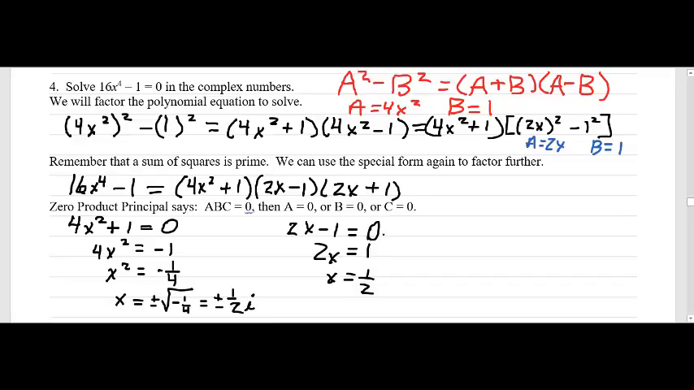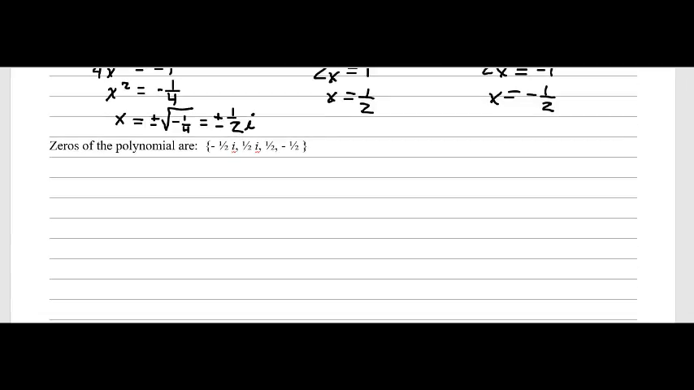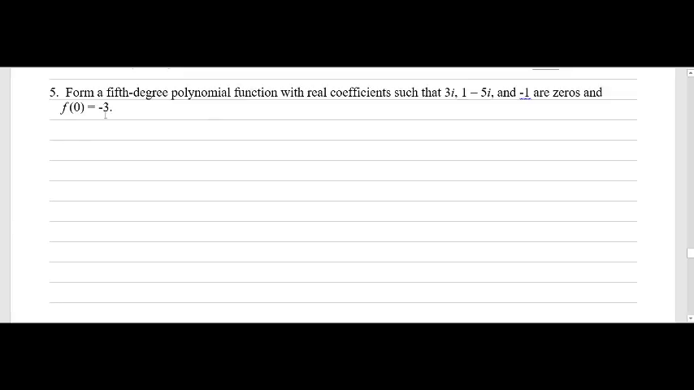B, in this case, is 2x minus 1. When I set that equal to 0, I get x equals 1/2. My c is 2x plus 1. When I set that equal to 0 and solve, I get x equals negative 1/2. So the zeros of the polynomial are negative 1/2 i, 1/2 i, 1/2, and negative 1/2. And these are the solutions to the equation.